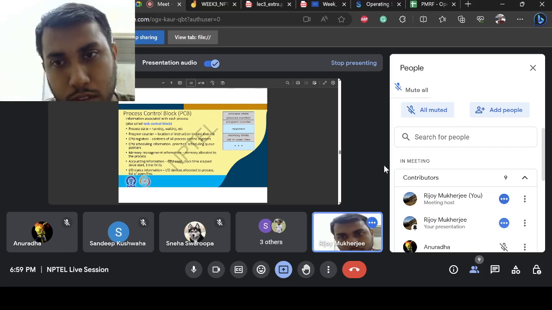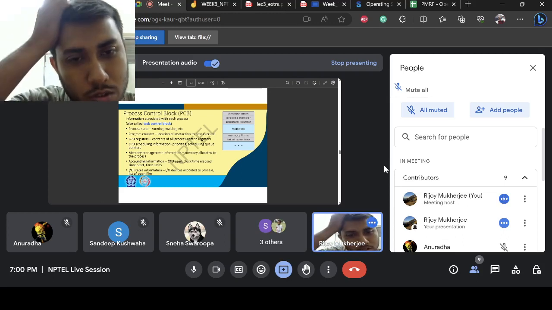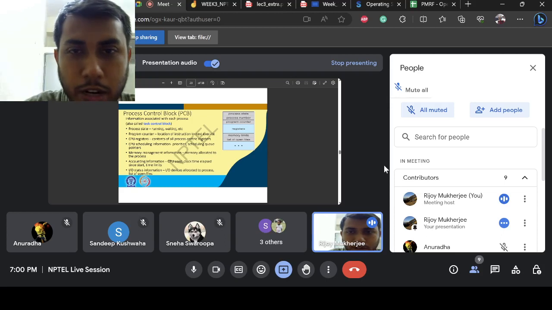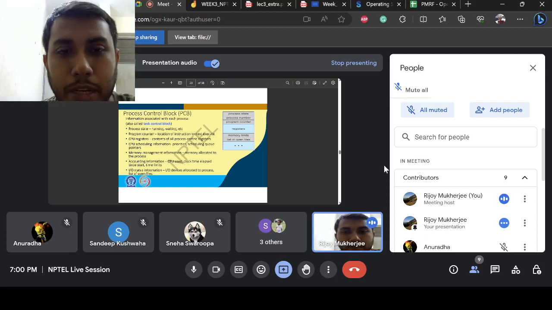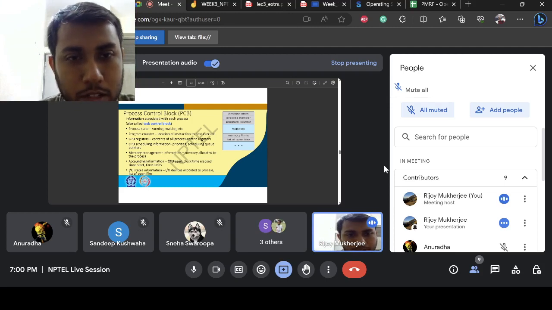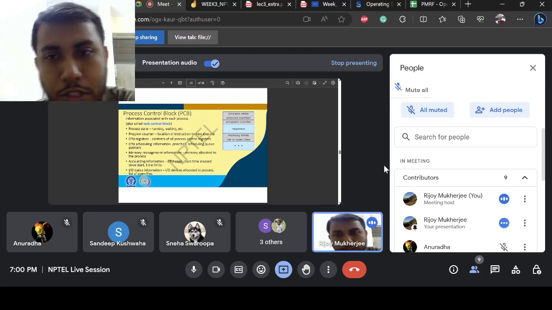Accounting information: CPU use, clock time elapsed and so on. It's quite understandable what clock time elapsed is: when the process started, how much time has gone since it started, time limits, like how much longer it can run. Those kinds of things are present in this accounting information.